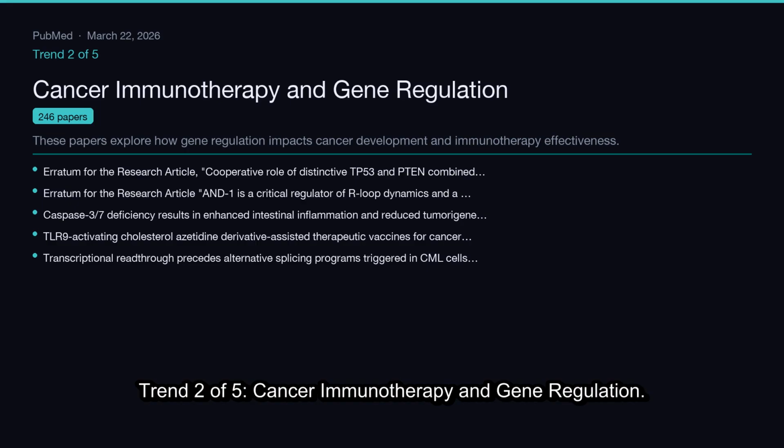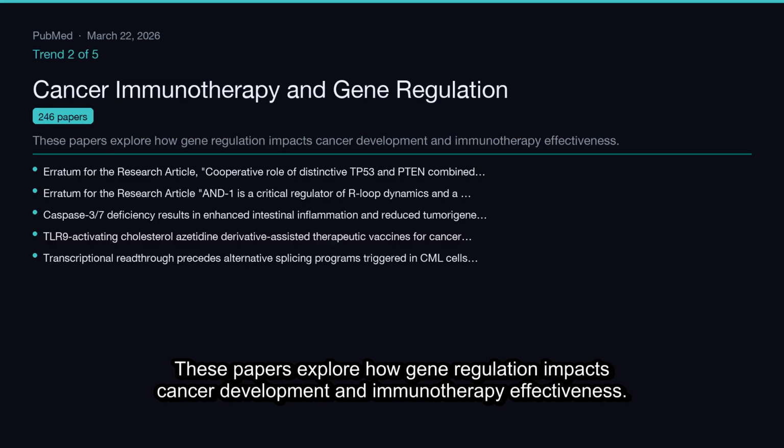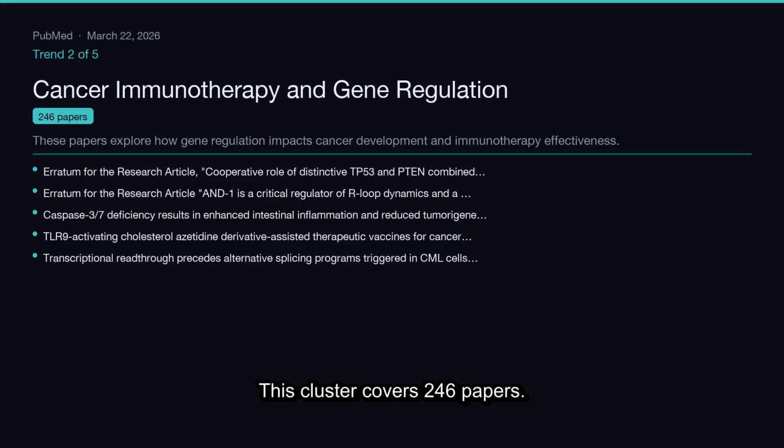Trend 2 of 5. Cancer immunotherapy and gene regulation. These papers explore how gene regulation impacts cancer development and immunotherapy effectiveness. This cluster covers 246 papers.